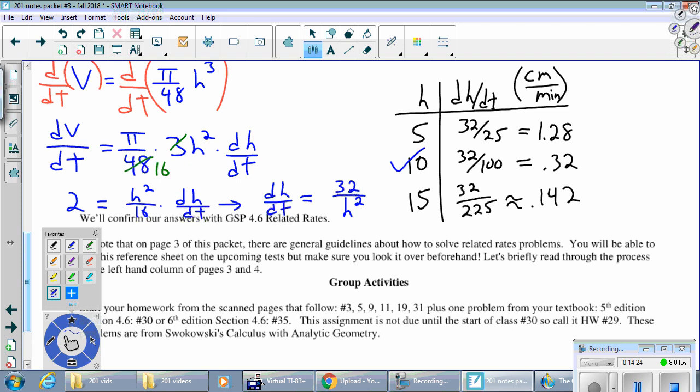If the height is at 10, the water level is rising much more slowly, only 0.32 centimeters per minute. And if the water is 15 centimeters deep, then even slower still, 0.142 centimeters per minute.